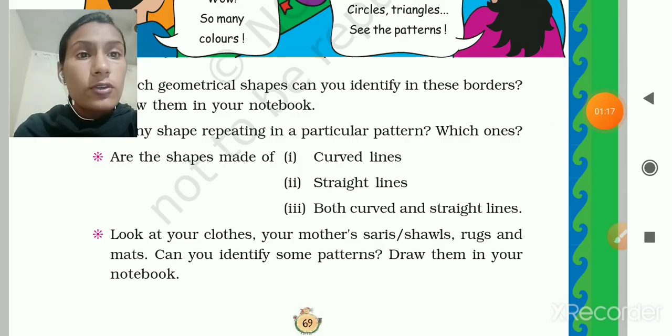Then look at your clothes, your mother's sarees, shawls, rugs and mats. Can you identify some patterns? Yes, of course you can identify some different patterns. Draw them in your notebook. So this one you have to draw in your notebook.